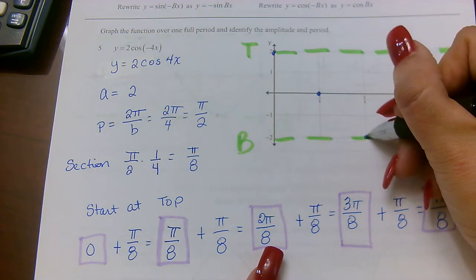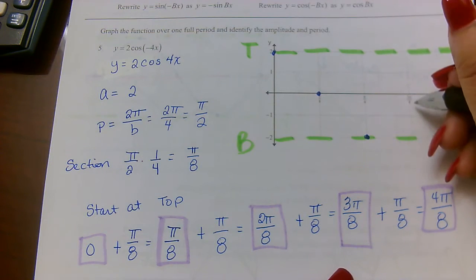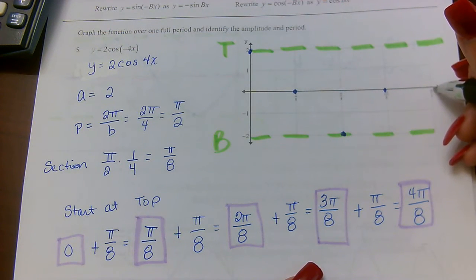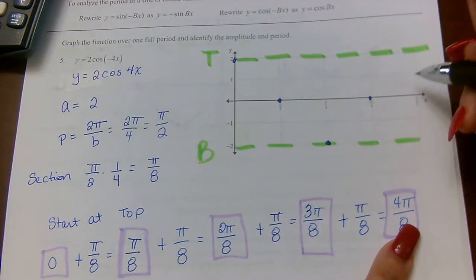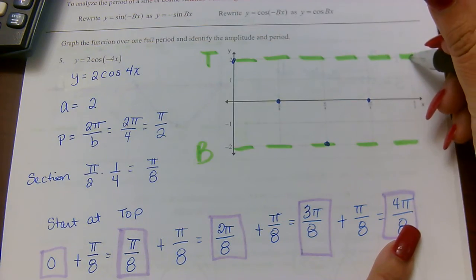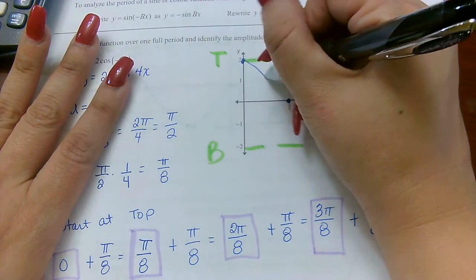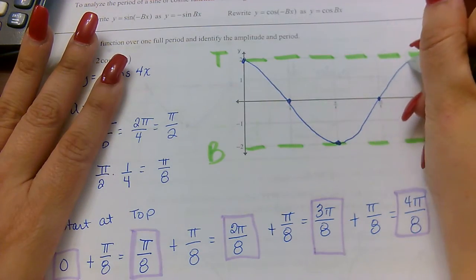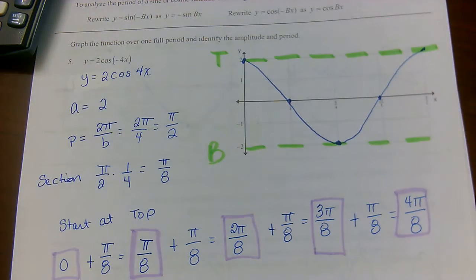It's going to be at the bottom. 3 pi over 8, back at the center. And then pi over 2, which is the same thing simplified, you're going to be back at the top. So our graph is going to look exactly like this. And that's one complete rotation.